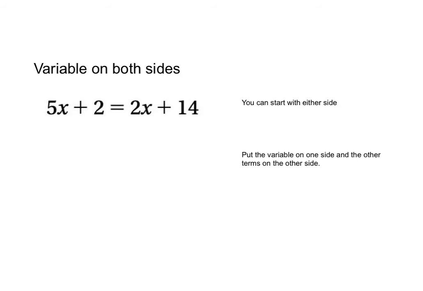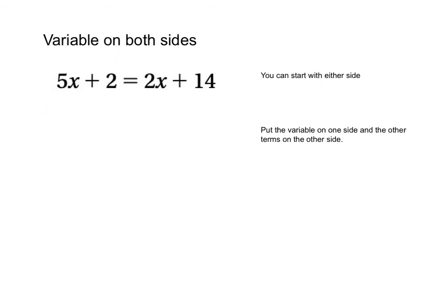So when we have variables on both sides, that's when we have an x over here on the left side. We've also got an x on the right side. The first thing we want to do, we can start with either side, but the first thing we want to do is get rid of one of them. So we want to get one of them away from that side. In order to do that, we have to subtract 2x from both sides. We're going to be left with 3x plus 2 equals 14.